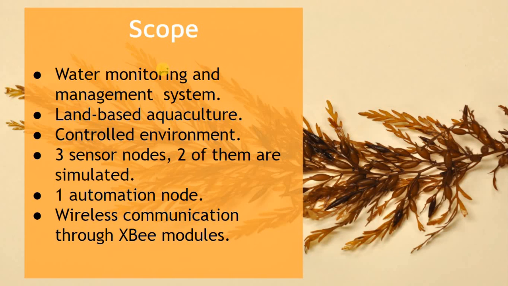The project covers a system for land-based aquaculture set up in a controlled environment. The system has 3 sensor nodes, 2 of which have simulated data, and 1 automation node. The system uses wireless communication through XBee modules using the Zigbee protocol.